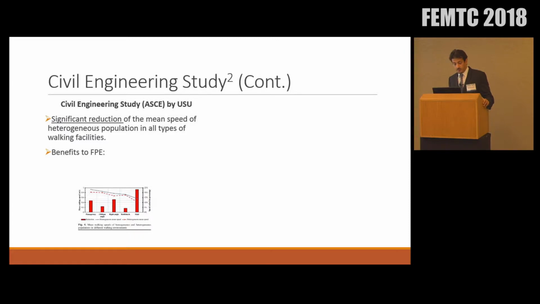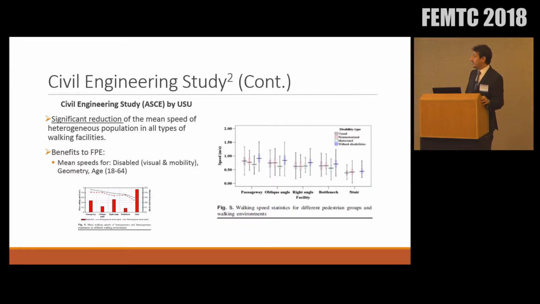So the benefit to fire protection engineers is the mean speeds for disabled, visually or mobility impaired, in addition to geometry effects and the age between 18 and 64. And here's another figure they've shown: walking speed statistics for different pedestrian groups and walking environments. They've done an average speed for visual, non-motorized, motorized, and without disability. And here are the speeds with the geometry effects.